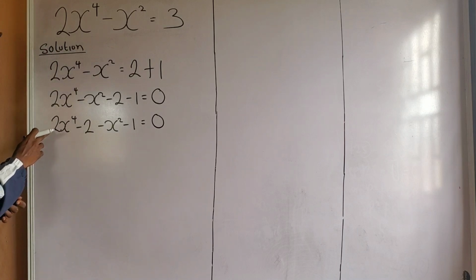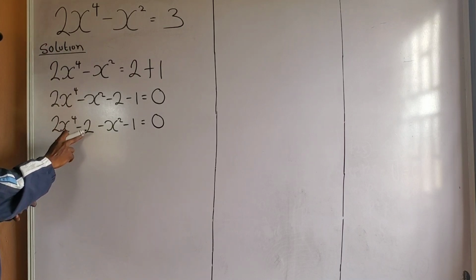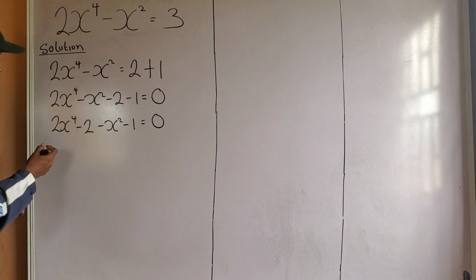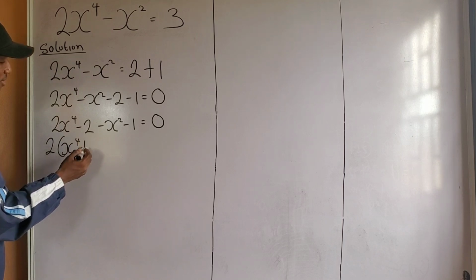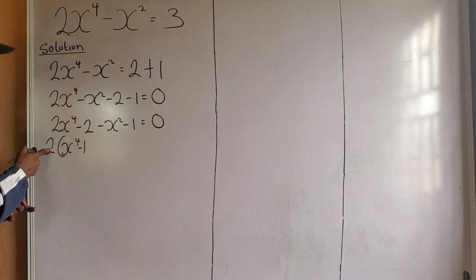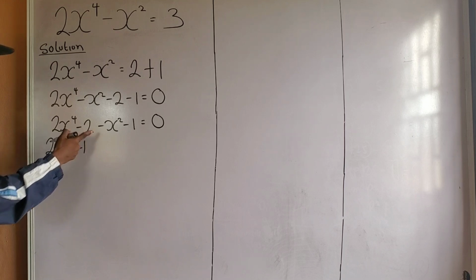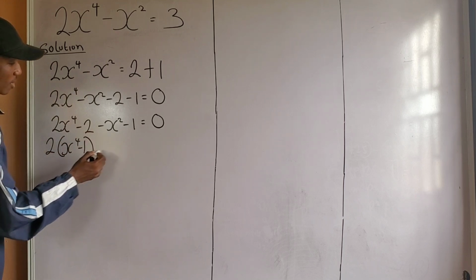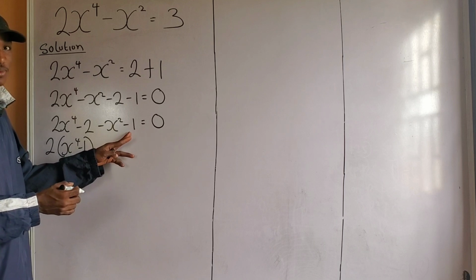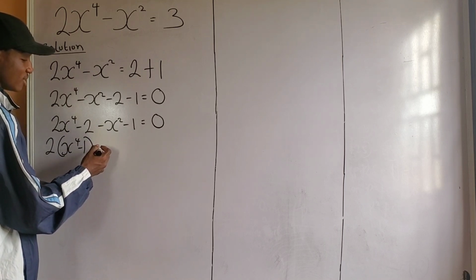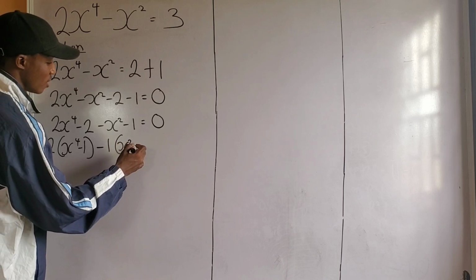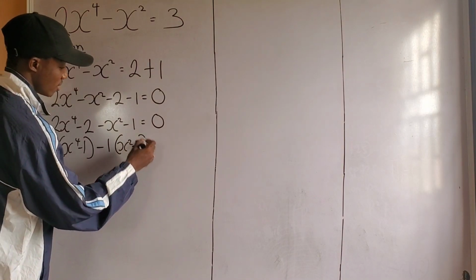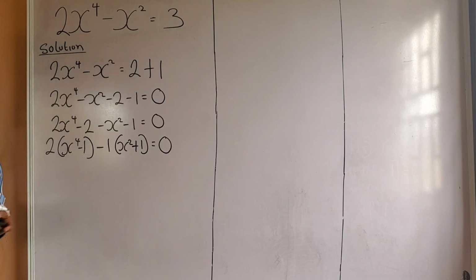What is common to 2x to the power of 4 and negative 2? 2 is common. So for this, I'm going to have 2 multiplied by x to the power of 4 minus 1. Listen, 2 is common to x to the power of 4 and negative 2, so I factorize 2. Now, what is common to negative x squared and negative 1? Negative 1 is common. So I'm going to have negative 1 multiplied by x squared plus 1, equals 0. Do you understand?